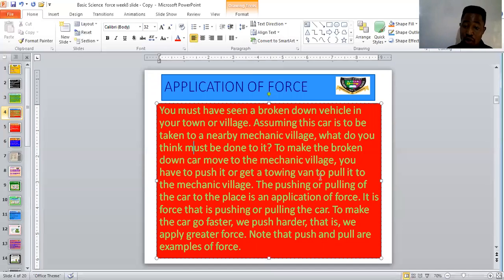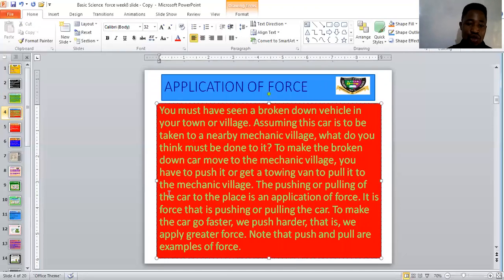You must have seen it on the way. These last mile guys, they have big towing vehicles that get trucks and lorries that break down on the road, off the road. So the pushing or pulling of the car to the place where it will be repaired is an application of force. I said that earlier. It is force that is pushing or pulling the car. To make the car go faster, we push harder. That is, we apply greater force. I also explained that earlier.